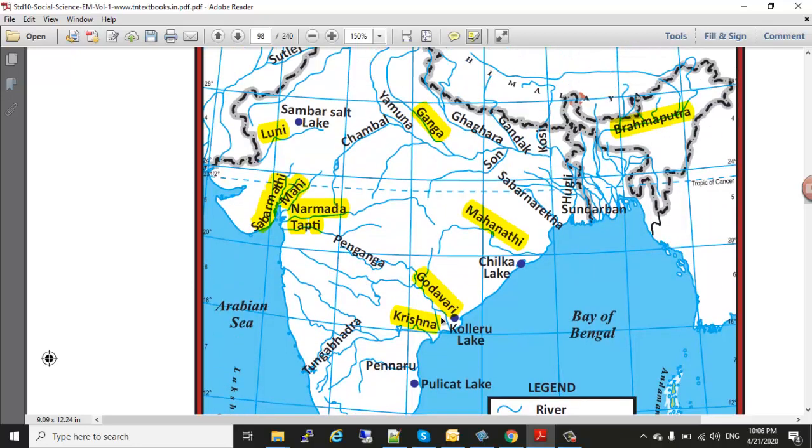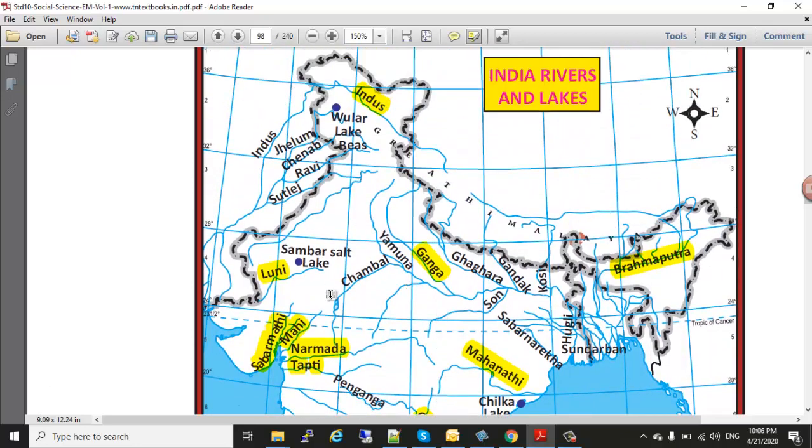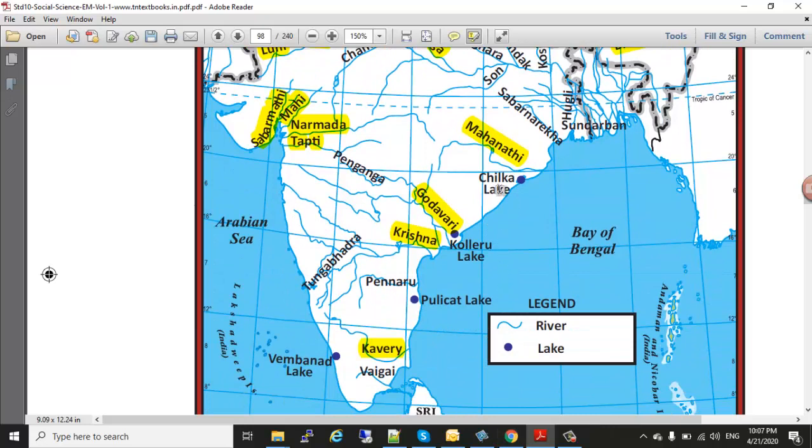And now we will see some important lakes. Okay. Sambar Salt Lake. You can see Sambar Salt Lake in Rajasthan, and in Odisha you can mark the Chilka Lake. This is very important, Chilka Lake. And in Andhra Pradesh you can see Kolleru Lake. Look at all these lakes. You can see a lagoon here. This lake is like a lagoon. It's a backwater lagoon. You can see a big area of lake is there.